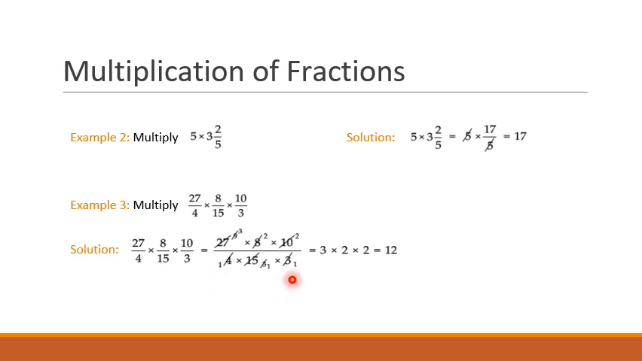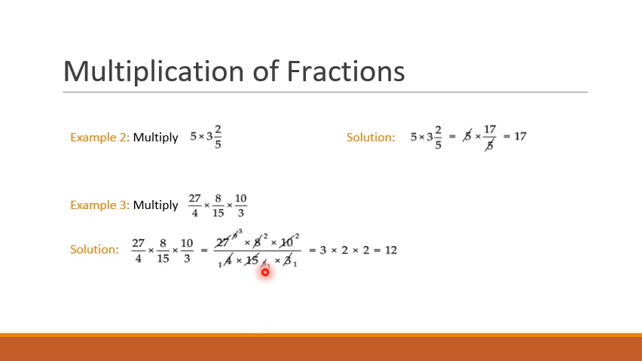Now here 3 and 27 have a common factor 3. So I can cancel them. So 3 divided by 3 is 1, and 27 divided by 3 gives me 9 here. Now 9 can again be cancelled by 3. So this 9 and 15 have a common factor 3. So I have cancelled it here. 9 divided by 3 gives me 3 and 15 divided by 3 gives me 5.